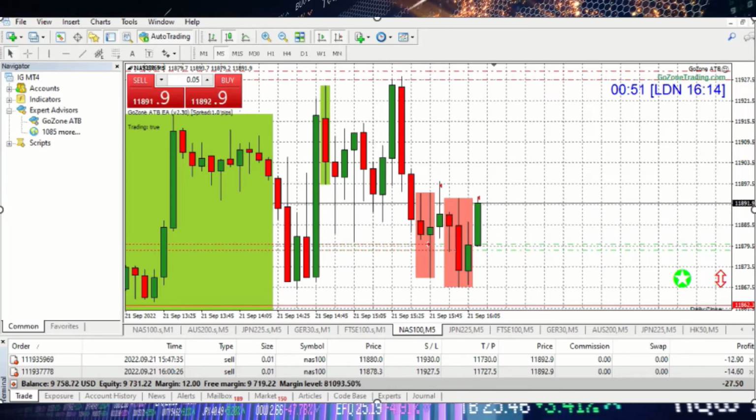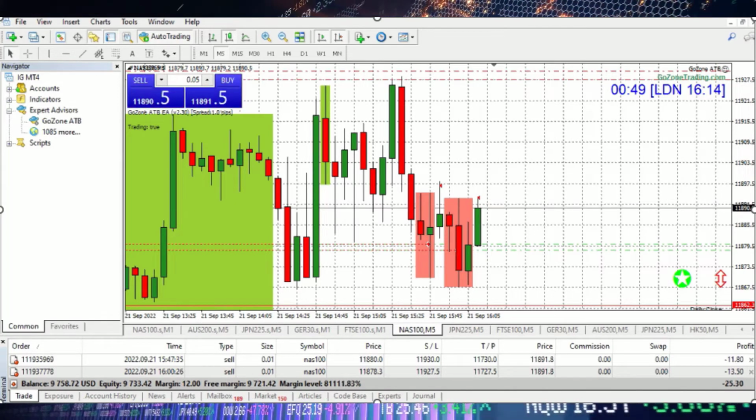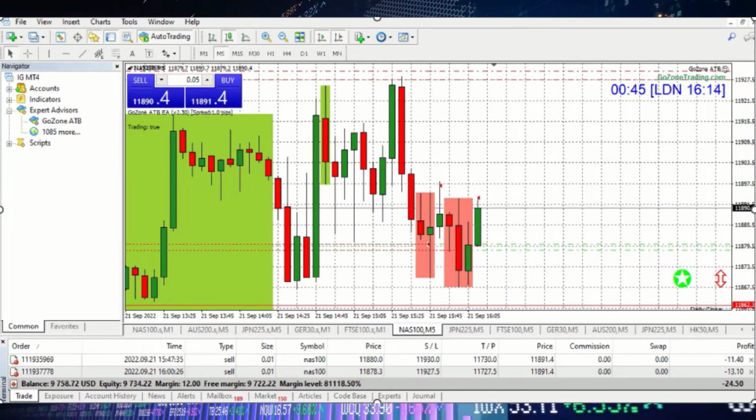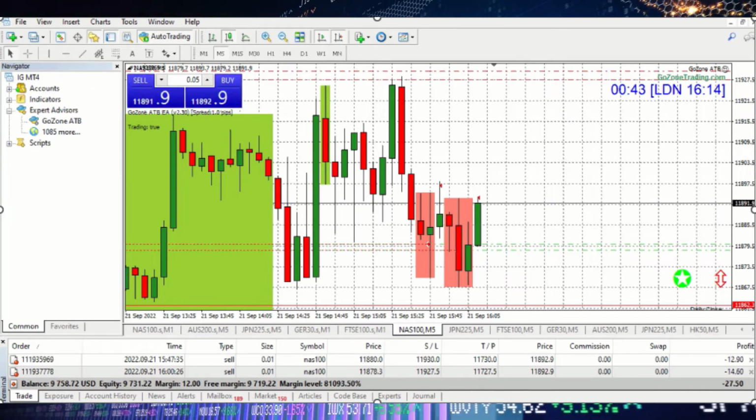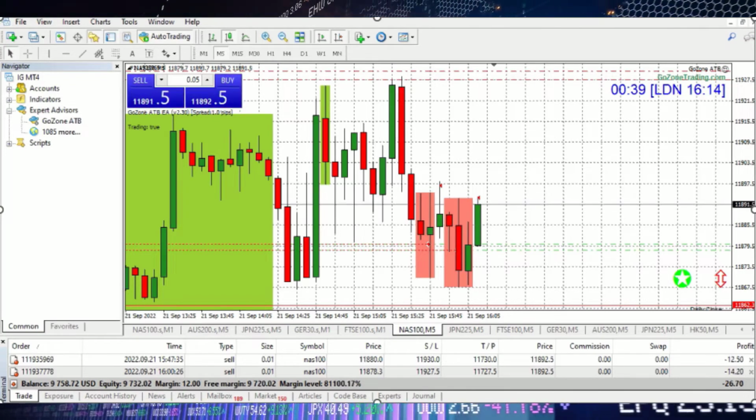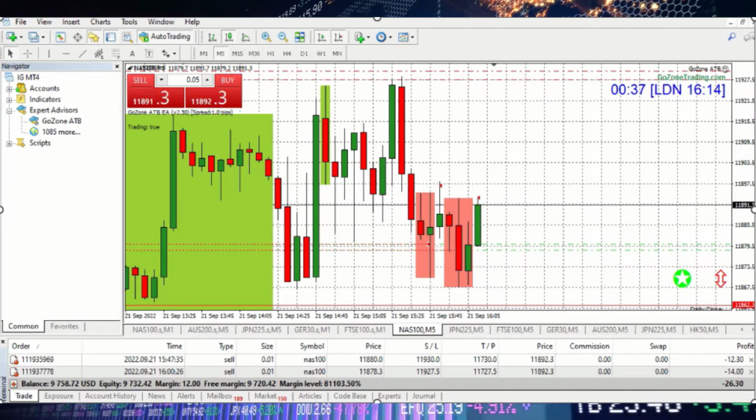We just exited the GoZone again, and the ATB closed out 75% of our trade, this time for a loss of $46.50. Again, much less than our 50-point stop loss that we have placed on this trade. Let's see how all of this is going to end.